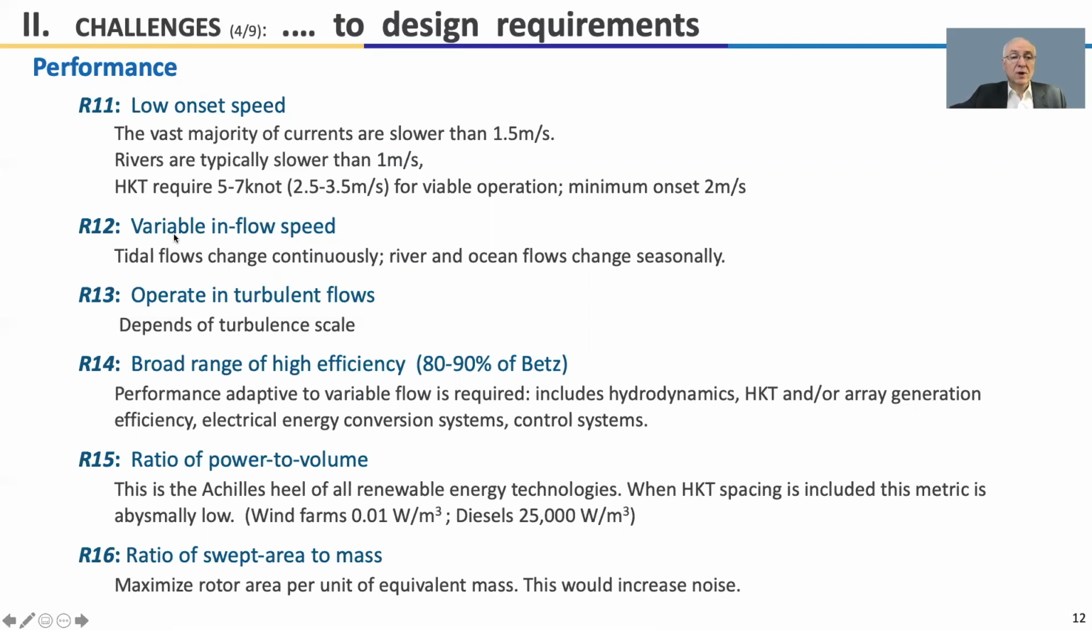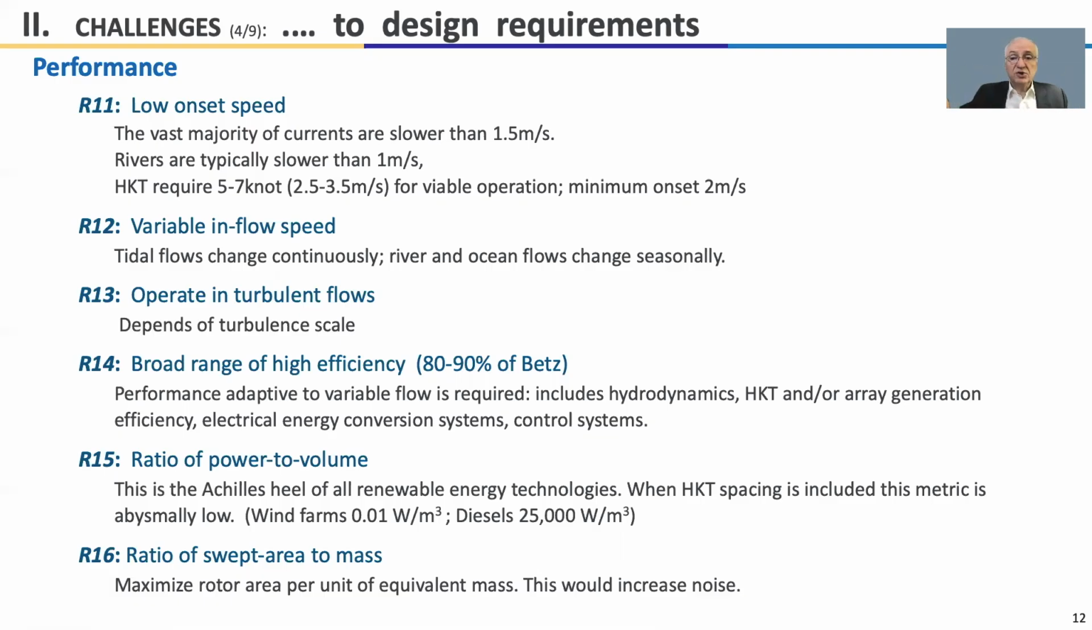Then we have to design for variable inflow speed. Tidal flows change continuously, river and ocean flows change seasonally. The other important constraint is operating in turbulent flows. There are lots of places where there are turbulent flows. Depending on the size of the turbulence, we may have to design our converters in a different way. Will the turbulence change the angle of attack on blades, or the turbulence hitting cylinders, or the angle of attack on flaps?